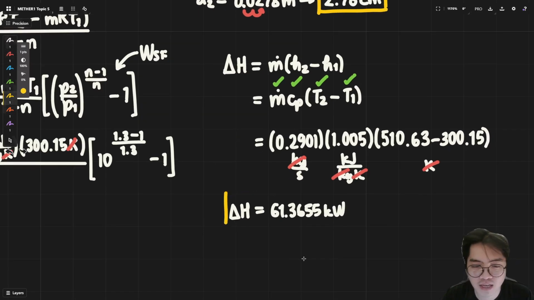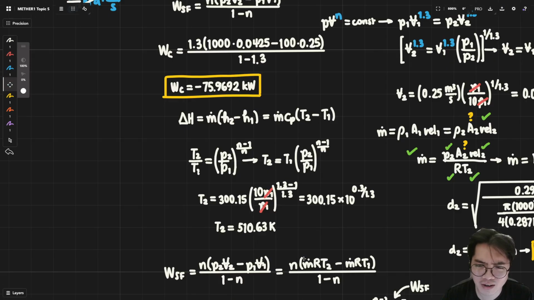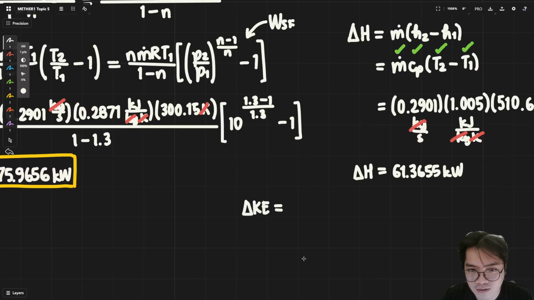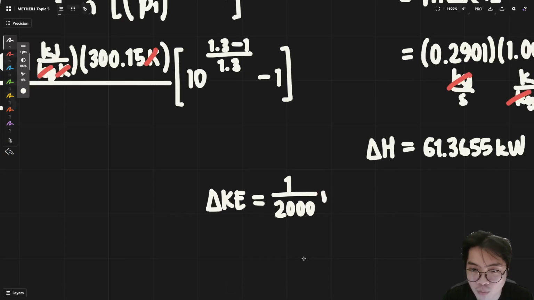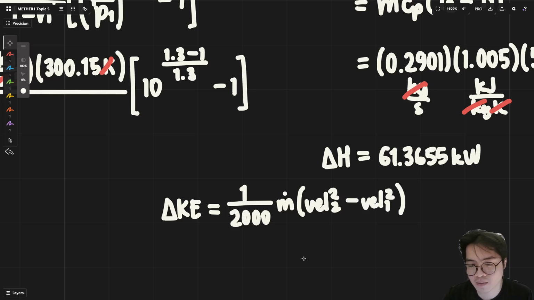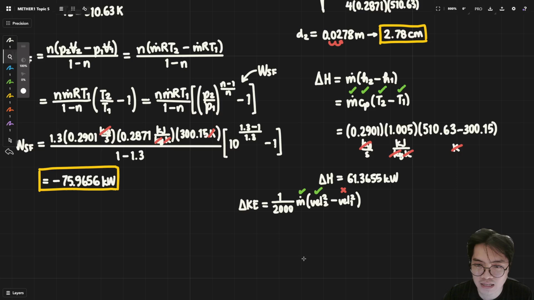And so finally, I'm saving the best for last. What about KE? Technically, we can already solve for KE. You're like, no, we can't. Delta KE, in this case, is going to be 1 over 2,000, so that the students can learn that this is already in kilowatts, m dot times vel2 squared minus vel1 squared. The thing about this is that we know the value of m dot. We know the value of vel2. We don't know the value of vel1, but actually, we are supposed to know something about this.